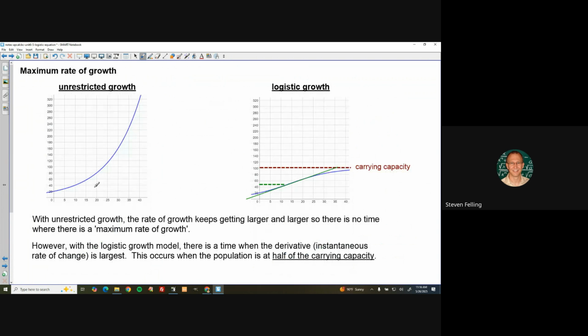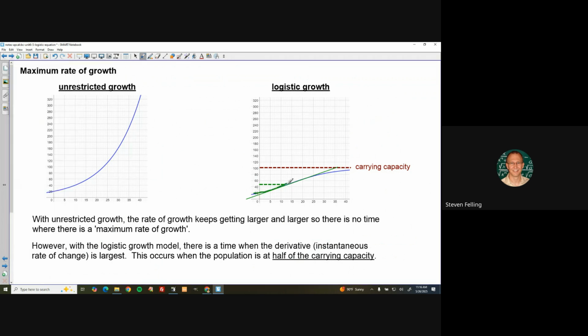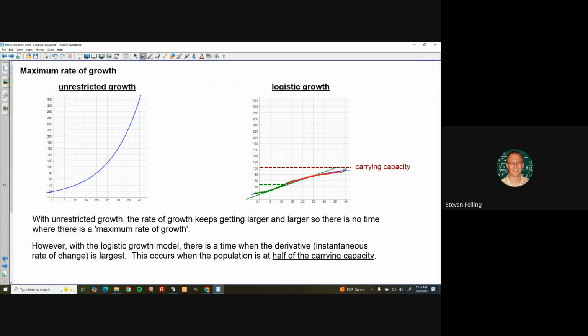With unrestricted growth, the rate of change is constantly increasing. The slope is continually increasing. But that's not true here. This curve is concave up for a while. So it starts out concave up, but then at a certain point, the curve starts to be concave down. And where does that happen?